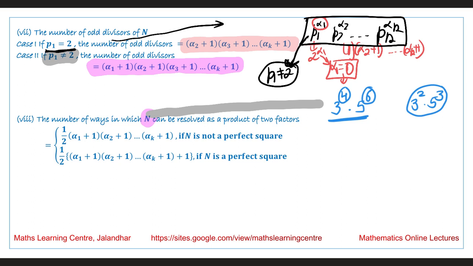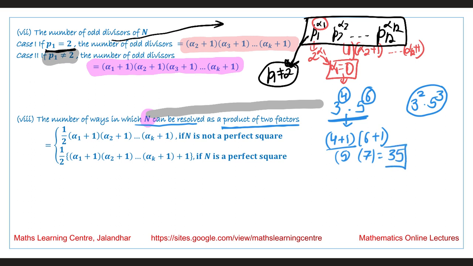If we want to calculate the number of ways in which this number can be resolved as a product of two factors, the total number of factors we can have is 4 plus 1 into 6 plus 1. So the answer is 5 into 7, that is equal to 35. There are 35 divisors.